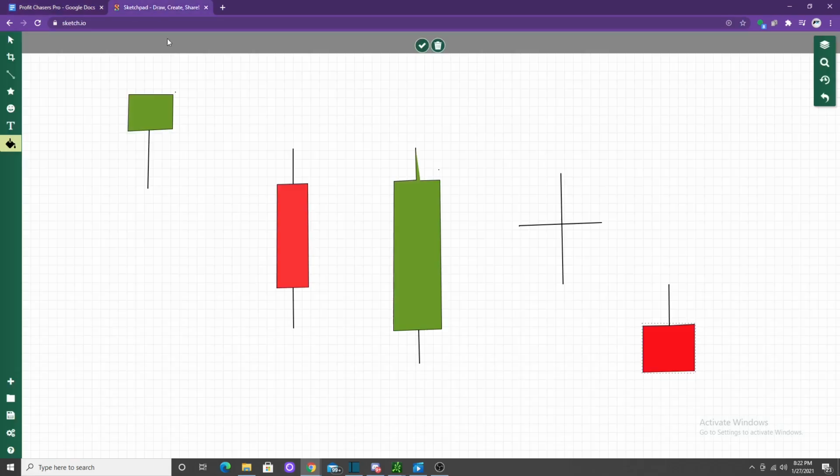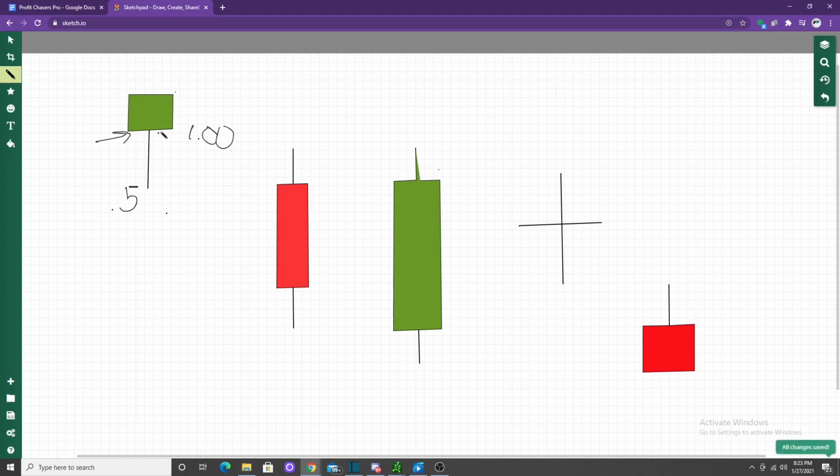If we go over to my sketch pad, which I have a lot of examples on, in this example, this is called a hammer candle. This is where the stock opens up right here. The reason it's called a hammer is you can see that it clearly looks like a hammer. That's the handle and that's the actual hammer itself. So in this example, this is where the candle opens. Let's call this $1. Now in this candle, it goes all the way down to 50 cents. But in the meantime, during this 1 minute, it recovers all the way and then finishes at $1.50. That is a hammer candle.